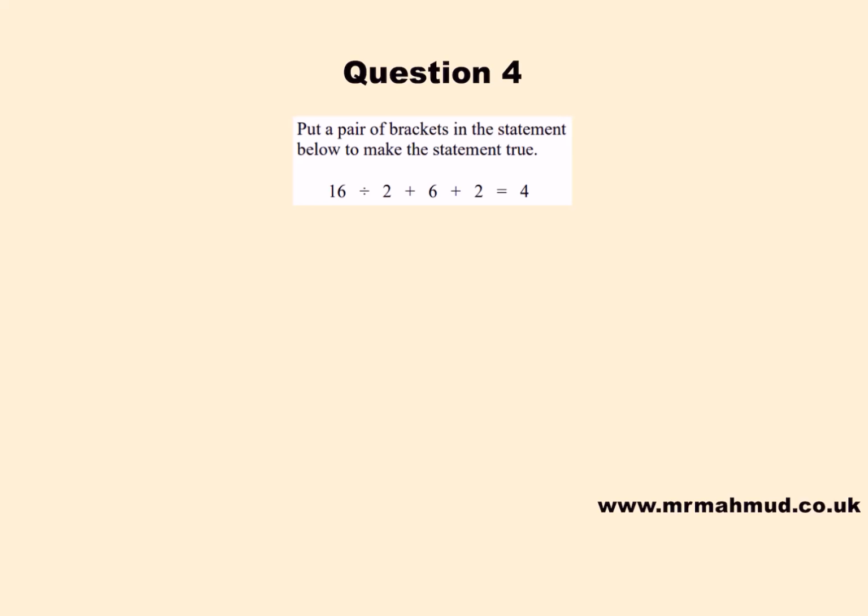Question 4. Put a pair of brackets in the statement below to make the statement true. A good way to answer this question is by looking at the BIDMAS calculation. Have a think about it: if I divide 16 by 2, that gives me 8. 8 add 6 is 14, add 2 is 16. Too big, but we need to get to an answer of 4. So that doesn't work, so we need to have a check. Let's see, put the brackets here if that works. So 16 divided by 2 plus 6, we need to BIDMAS, do the brackets first. So 2 plus 6 is 8, so 16 divided by 8 plus 2. 16 divided by 8 is 2, and then we've got the plus 2, which is 4, and that works.